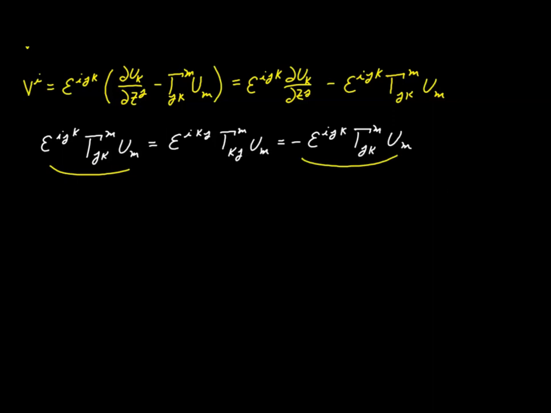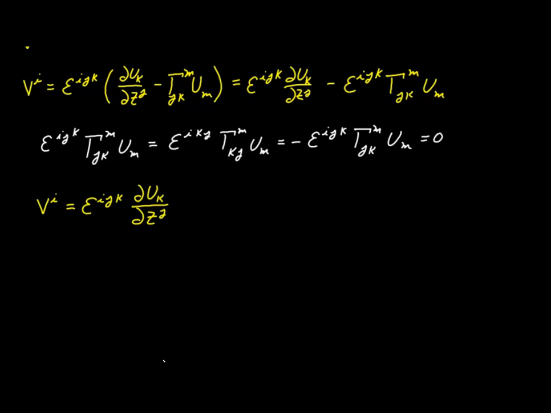And of course, that means, as always, that the only way that can be true is for this to be equal to 0. In other words, this expression right up here is equal to 0 and can drop out of the equation. Alright, so that leaves us with the fact that our curl, vi, is equal simply to epsilon ijk times the partial derivative of uk with respect to zj.